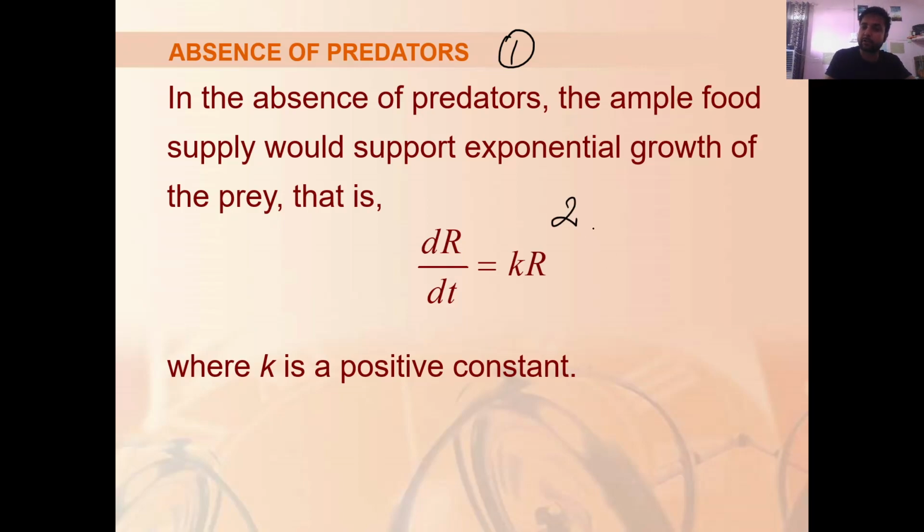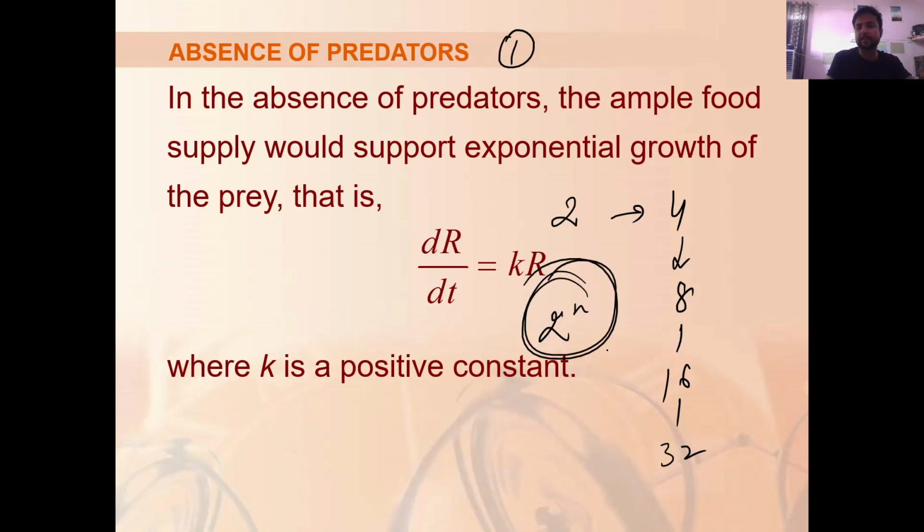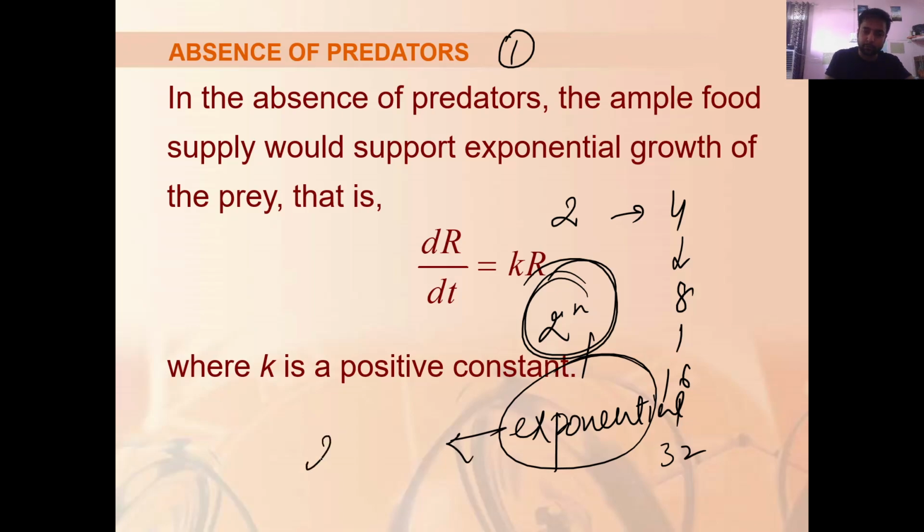So suppose initially there were two rabbits, one male and one female. They will have two children, they will grow into four, then eight, then 16, 32, 64, and they will keep on increasing. So they will grow like 2 to the power n, and this is known as exponential growth. Exponential simply means like 2 to the power n. Here n is the exponent, or we can say the power. So that is exponential growth.